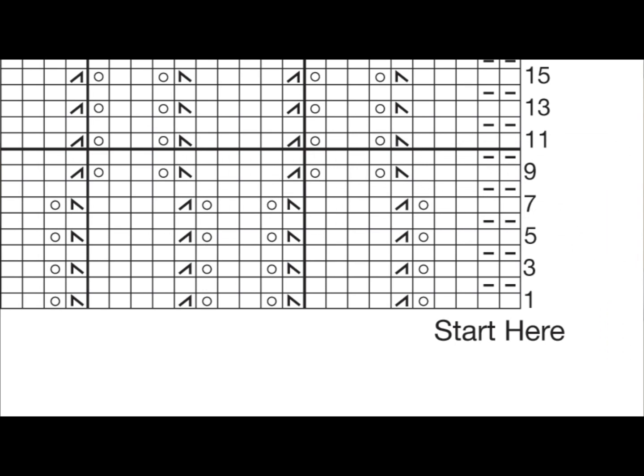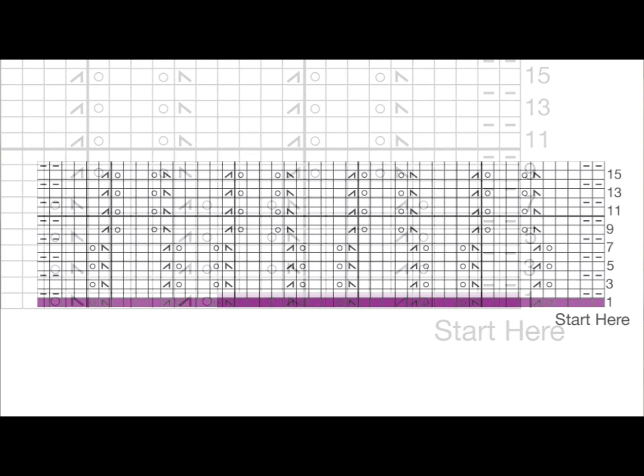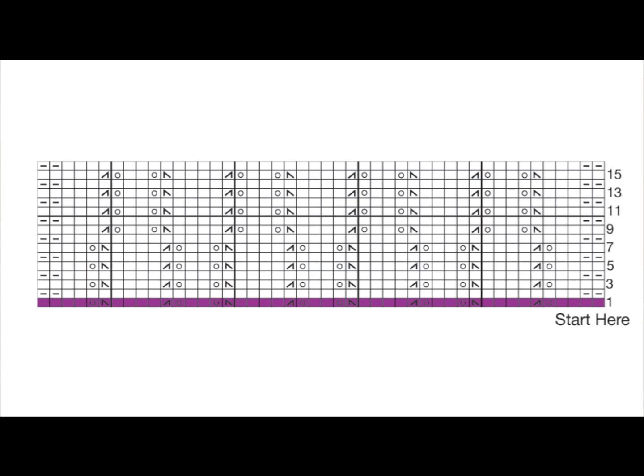from right to left. So you're going to start with 4 knit stitches, yarn over, knit 2 together, knit 4 stitches, SSK, yarn over, knit 2 stitches, and then I'm just going to keep going along the row until I get all the way to the end.